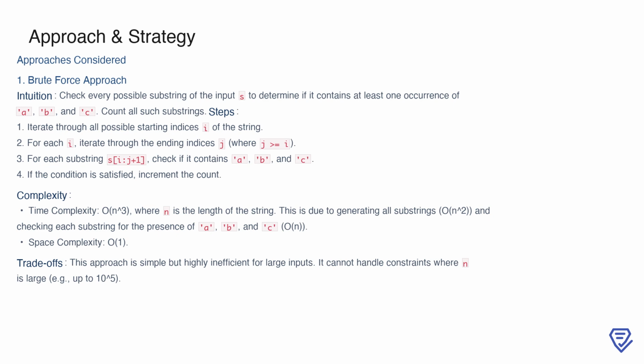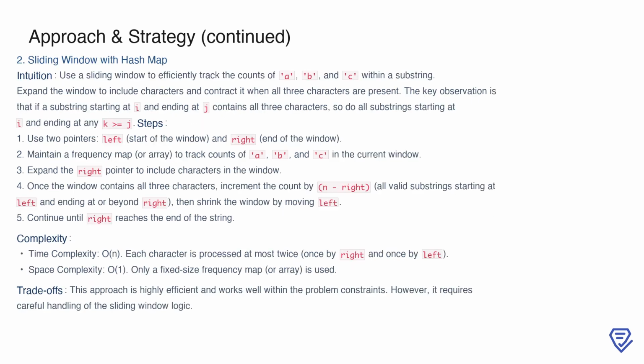Now, moving to an improved method, the sliding window approach with a hash map provides a significant boost in efficiency. This technique uses 2 pointers to define a window in the string and dynamically adjusts the window size to ensure it contains at least one occurrence of each character A, B, and C. The right pointer expands the window by including more characters, while the left pointer contracts it to maintain the condition. A frequency map is used to track the counts of these characters within the window.